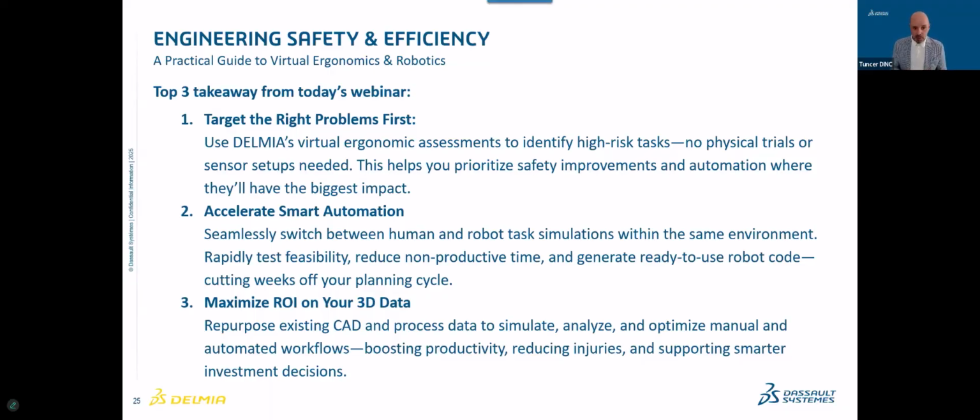We can accelerate smart automation seamlessly. We switch between human and robotic simulation. That means we are using our plant layout, we are placing our operator, and we are calculating and analyzing easily with Ergo for all the best postures. If this is not a working solution, we switch to a robotic simulation in the same environment, doing the offline programming, and you saw easily we are able to simulate the new situation and analyze that we can also work simultaneously between two machines.